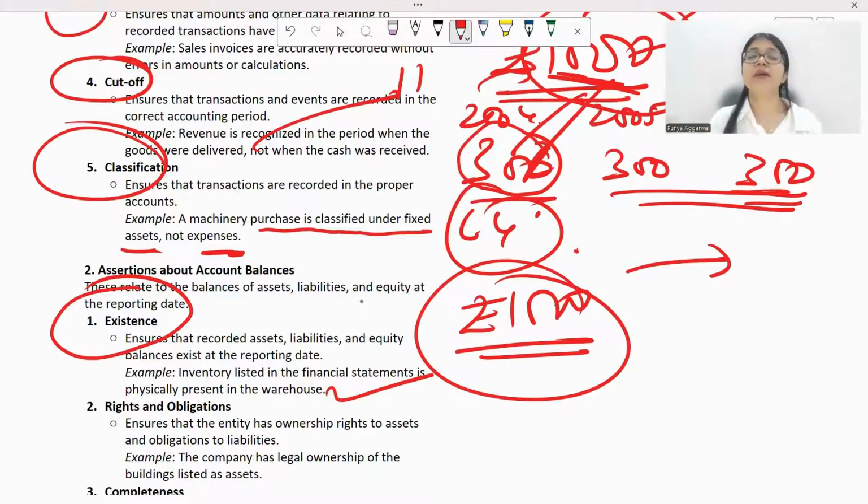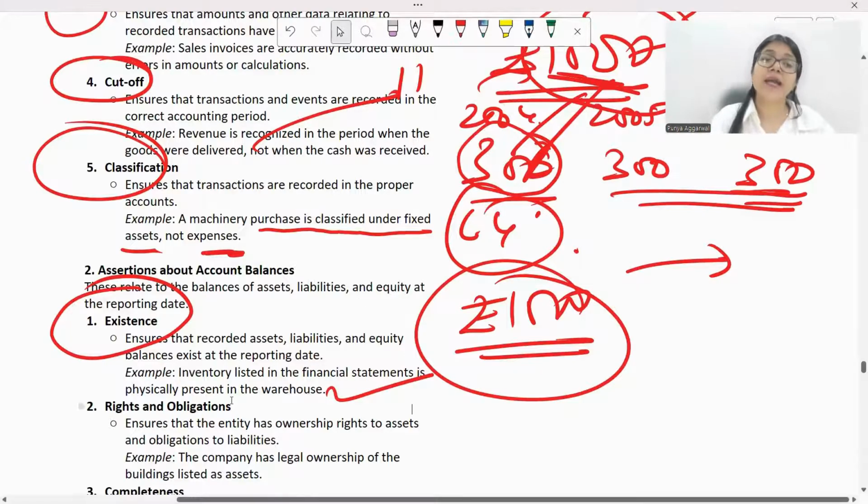That way I'm checking the existence, that okay, financial statements में ये बोला था, हमारे में ये है, actual, if I go to the place, physically go to that place, that is there, then I'm solving the assertion of existence. Okay. Then I have rights and obligations.